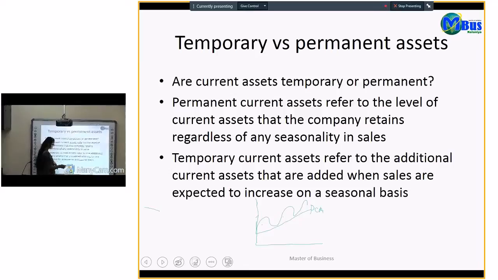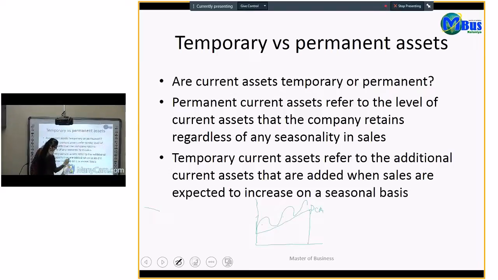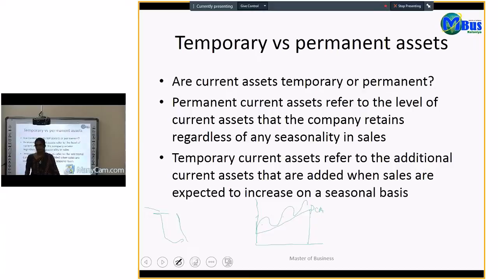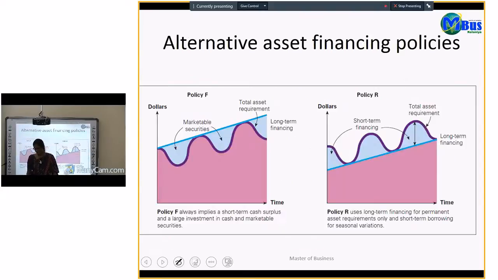So what is the permanent part? This amount should always be there in the company. This is the permanent current asset requirement. To run the day-to-day business, definitely they should have this amount of current assets. In order to face the changes in the seasons, they have to have temporary current assets. So this permanent current asset should be financed using what?